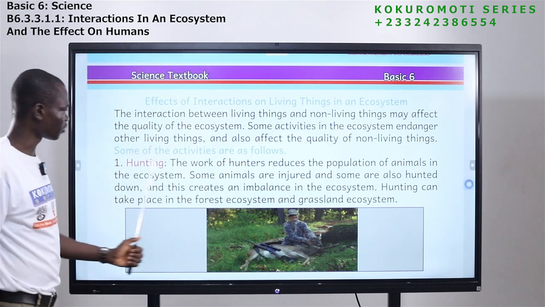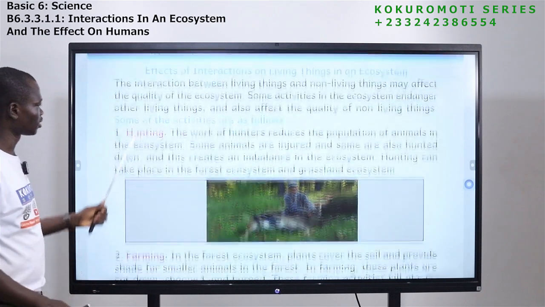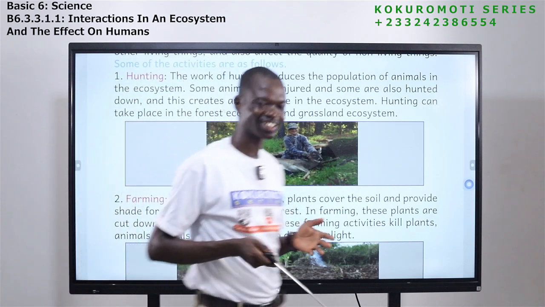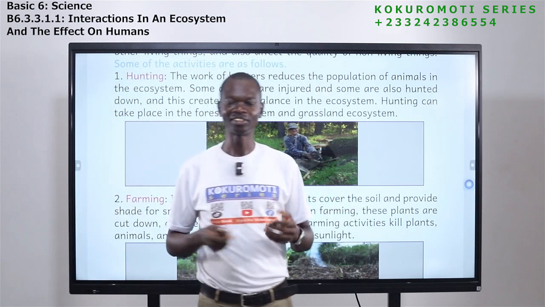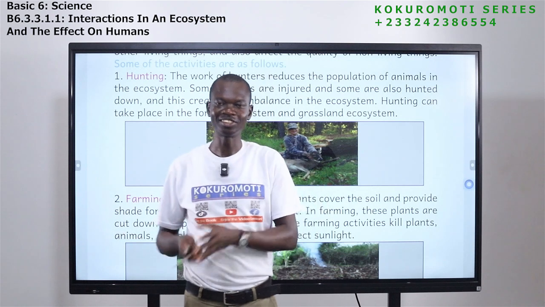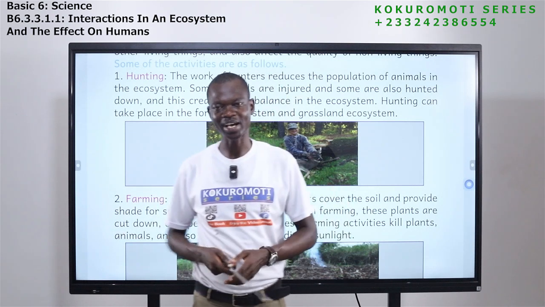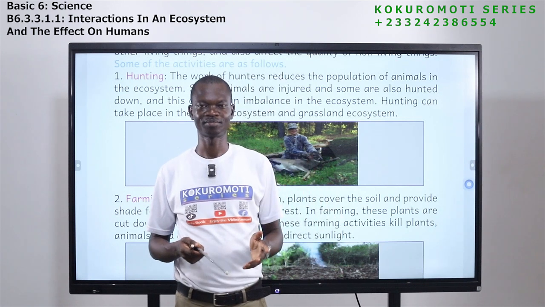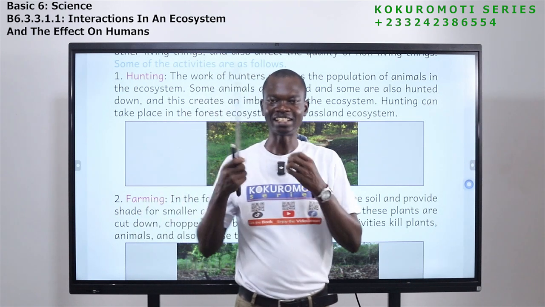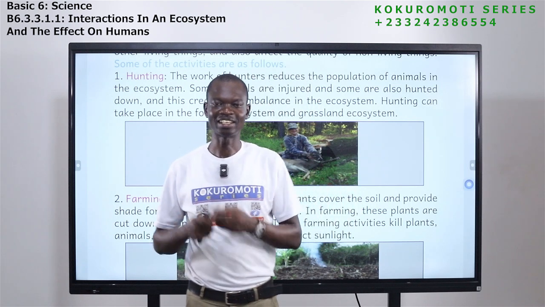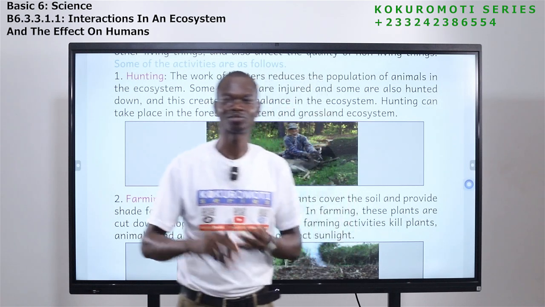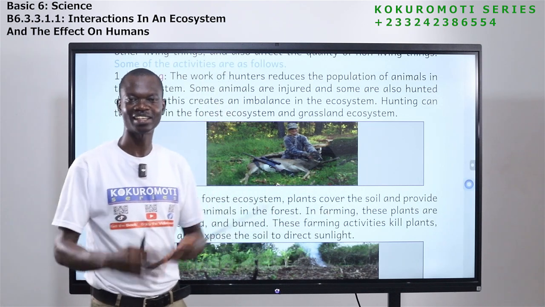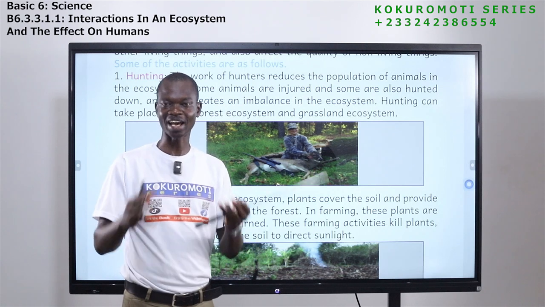Some of the activities are as follows. The first one is hunting. So you take your gun, you take your tools, you go to the forest, you go to places where animals are, you kill them. So if you do that, the interaction, the effect is that some of the animals will die. The effect of the interaction between you and the animal is what? Death. The animal will die.